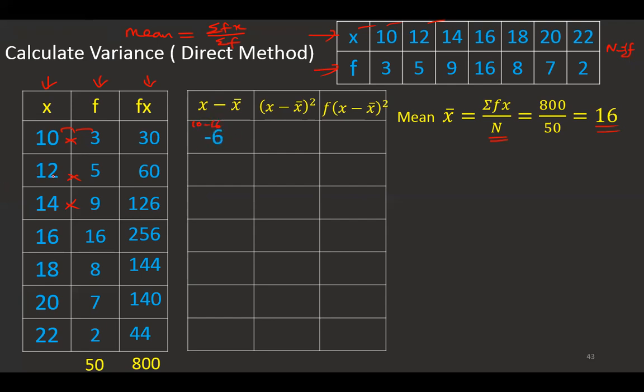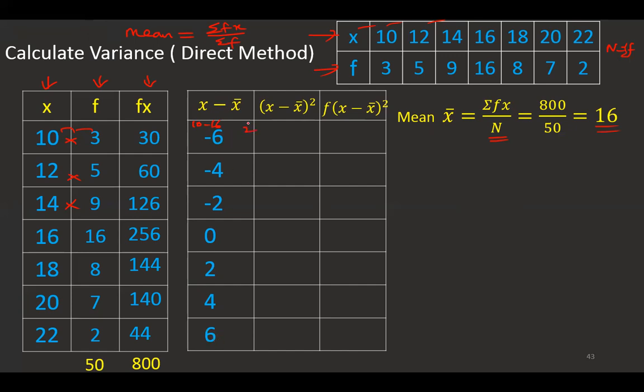Similarly, 12 minus 16 comes to minus 4. 14 minus 16 is minus 2. 16 minus 16 is 0. 18 minus 16 is 2. 20 minus 16 will give you 4. And 22 minus 16 comes to 6. Now I'm going to square these values.